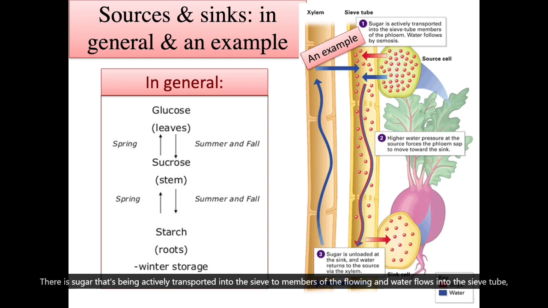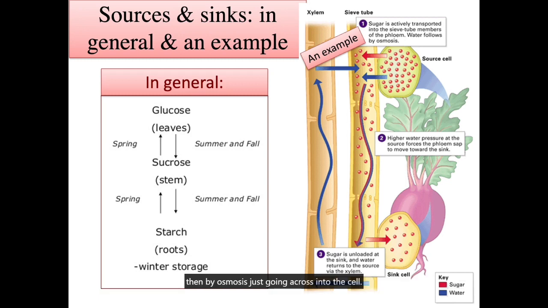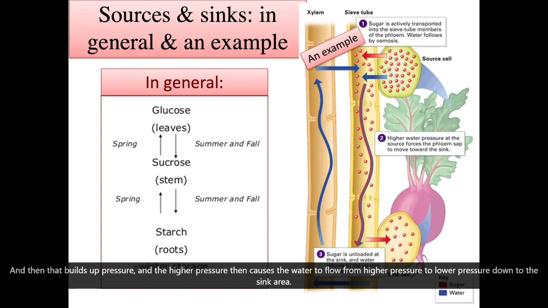There is sugar that's being actively transported into the sieve tube members of the phloem, and water flows into the sieve tube then by osmosis, just going across into the cell. And that's because of a lowered water potential there, and then that builds up pressure, and the higher pressure then causes the water to flow from higher pressure to lower pressure down to the sink area.